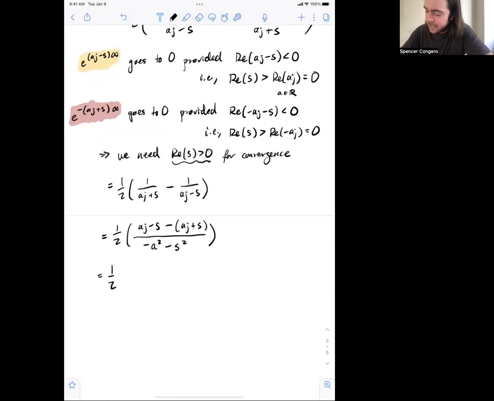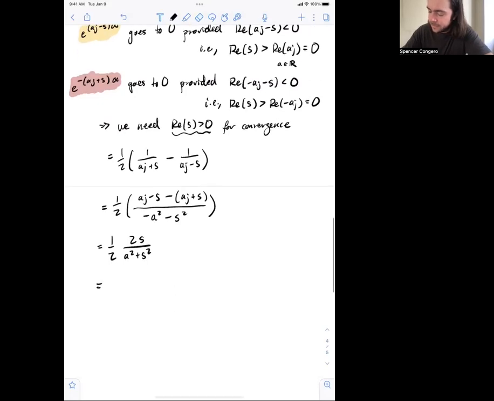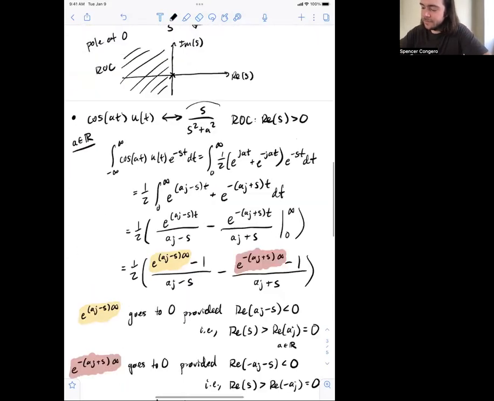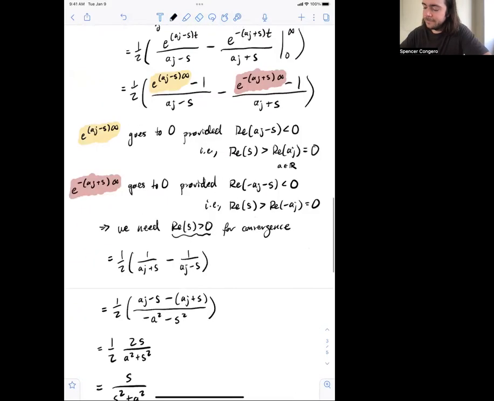Okay, so now I'm going to have 1/2 and aj minus aj, those cancel. And I get negative s minus s. Okay, but then I can factor a negative sign out from the bottom. So I'm just going to get 2s divided by a squared plus s squared. And so that means I get s over s squared plus a squared is how people typically write it. And there you go. So that is our Laplace transform, s over s squared plus a squared.